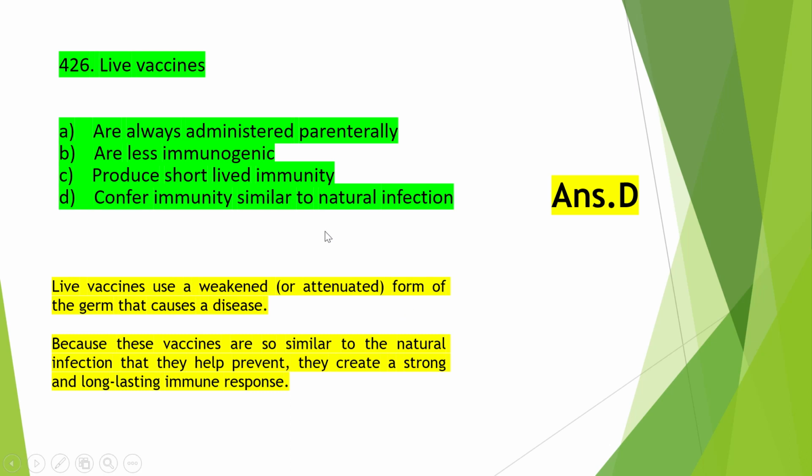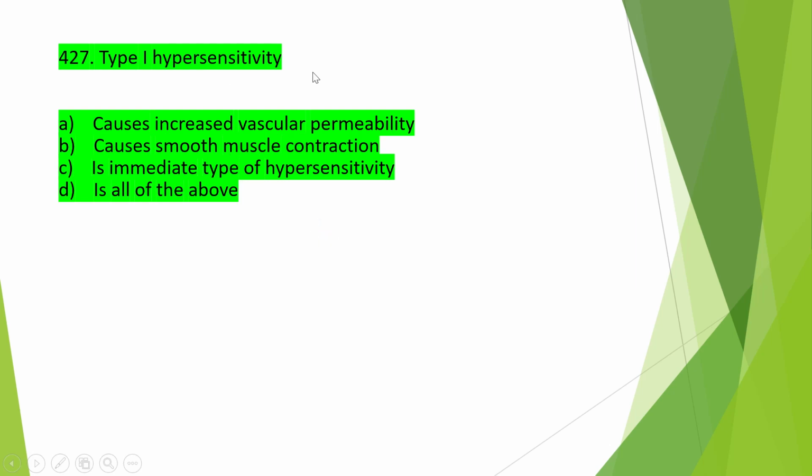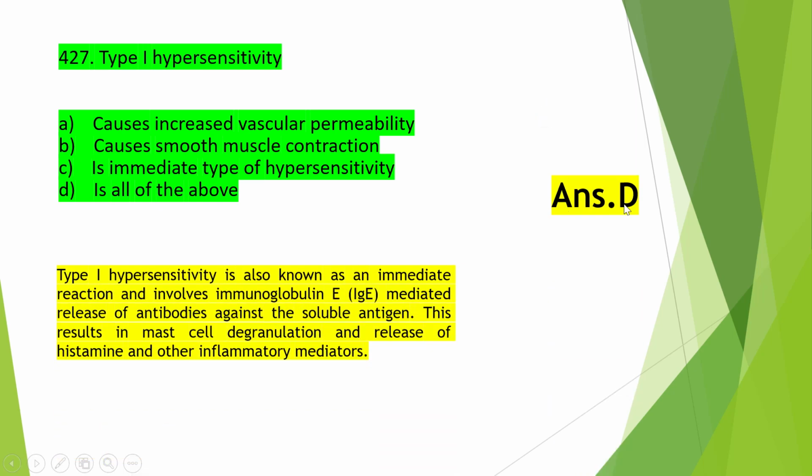Okay, so move on to the next question, that is, type 1 hypersensitivity causes increased vascular permeability, causes smooth muscle contraction, is immediate type of hypersensitivity, or is all of the above? And the right one is option D, that is all of the above. So what is type 1 hypersensitivity? Type 1 hypersensitivity is also known as an immediate reaction and involves immunoglobulin E mediated release of antibodies against the soluble antigen. This results in mast cell degranulation and release of histamine and other inflammatory mediators.